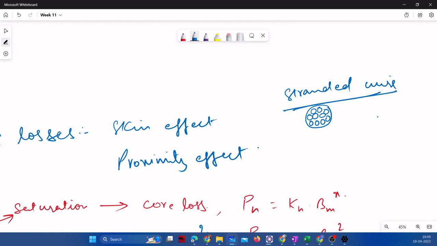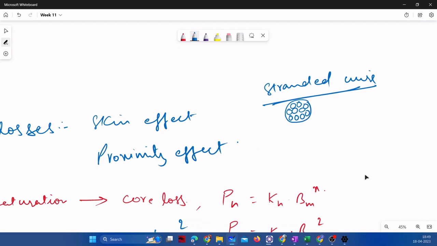Stranded and insulated. Of course, they all will be insulated, because without insulation it won't be feasible. So, do you know the fill factor? Fill factor: the effective cross section reduces. Yeah, that's what fill factor means: the area of wire divided by the area wherever that is placed.